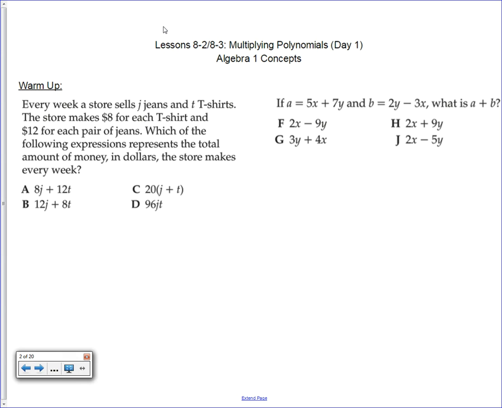So, what's the answer? B as in boy. $12 for jeans and $8 for t-shirts. Yep, should be B as in boy. Does anybody have any issues with that? No? Okay, let's take a look at the next one.